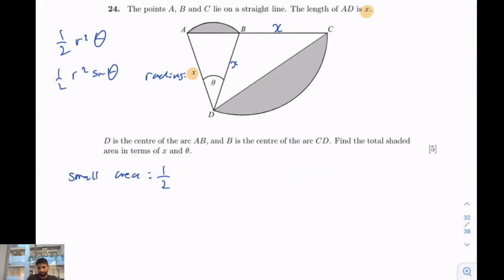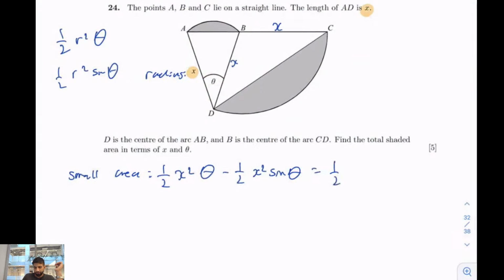That's why we have got half x squared theta minus half x squared sine theta. So I am taking away the area of the triangle from the area of the sector. And this gives us half x squared (theta minus sine theta). So that's the small area.